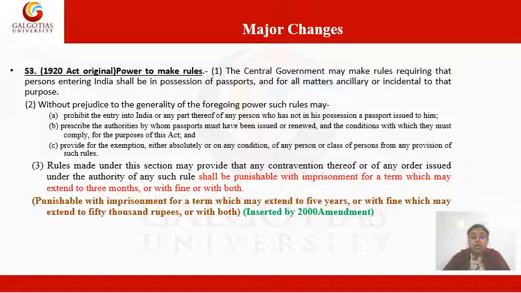So this was an inclusion made by the 1967 Act, which was not there in the 1920 Act. Then the 2000 amendment also made it very clear that punishment should be increased. The punishment, which was a term of 3 months, a very minimum amount of imprisonment, was made 5 years, and the fine was also enhanced. These are some of the very visible amendments or changes which have been made in the legislations.